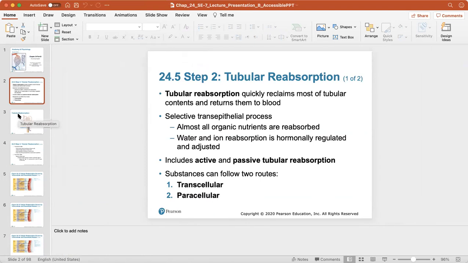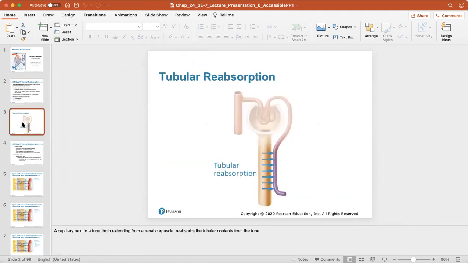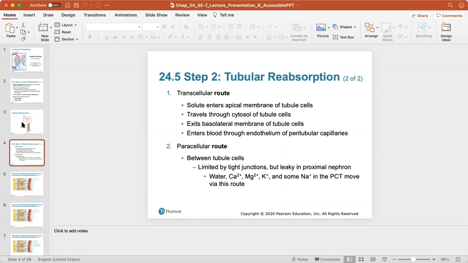Water and ion reabsorption is hormonally regulated and adjusted. This includes active and passive tubular reabsorption, and substances can follow either a transcellular route or a paracellular route. So this is the point that we're talking about right now. Tubular reabsorption: about 99% of the contents of the filtrate will be reabsorbed back into the blood.